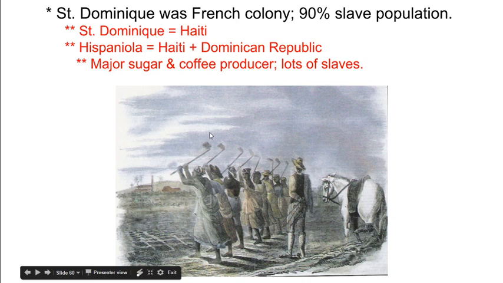So Saint Dominique, half of the island, was a French colony. And it had this huge, massive slave population. 90% of the people were slaves. And it was the money maker for France, right? France earned tons of money from production of sugar and coffee, which are the two major cash crops there. So France was making big time money. This was one of the last few colonies France had in the Americas.